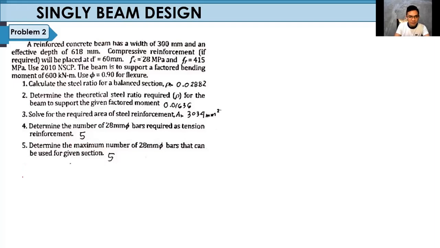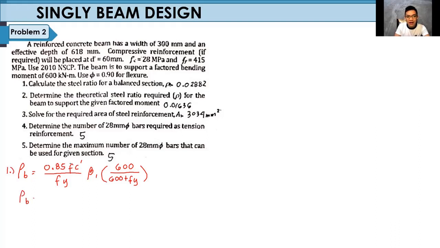So sabi doon, rho natin for balance condition is equivalent to 0.85 multiplied by fc prime divided by sa ating fy and then beta natin multiplied by 600 divided by 600 plus fy. So take note, this is just a single layered. So therefore, wala na yung d over dt. Kasi that is equivalent to 1 already. Okay? So, yan. Ang gagawin lang natin dito is for number 1, madali lang siya, substitution.